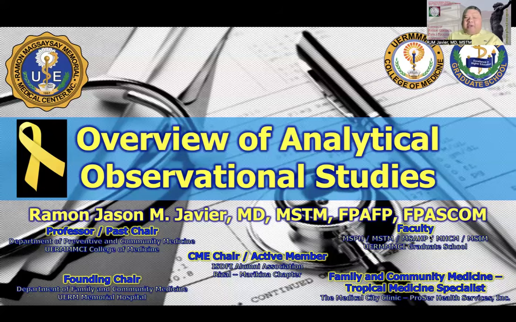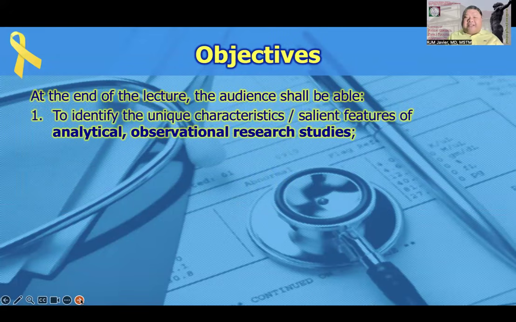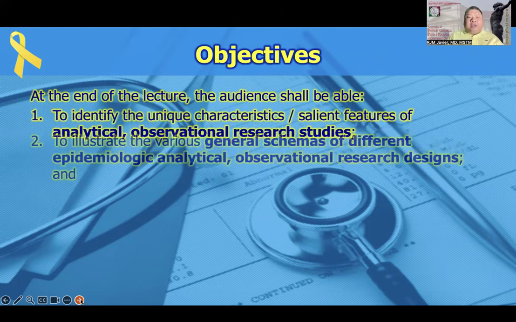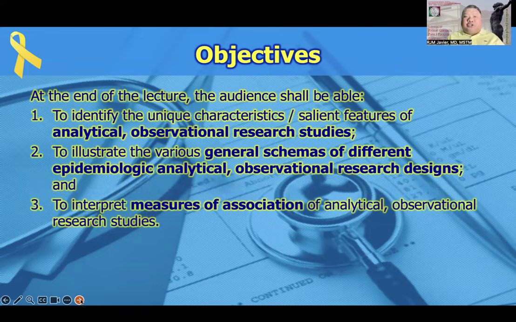Hello, I'm here to discuss the overview of analytical observational studies. At the end of the session, the students shall be able to identify the unique characteristics and salient features of analytical observational research studies. You will be able to illustrate the various general schemas of different epidemiological, analytical observational research designs. And lastly, you will be able to interpret the measures of association of analytical observational research studies.